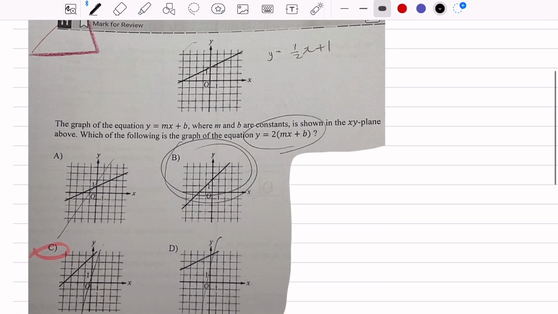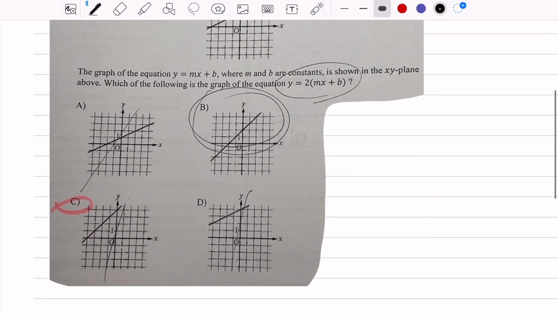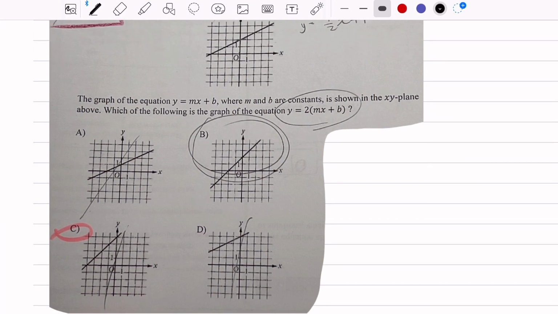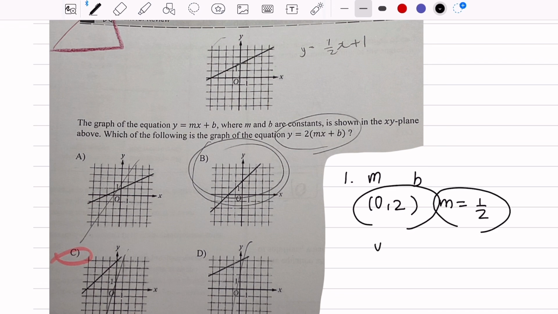Question 11 asks: the graph of the equation y = mx + b, where m and b are constants, is shown in the xy-plane above. Which of the following is the graph of the equation y = 2mx + b? First, we have to find out what m and b are, and it's obvious in the graph. The y-intercept is (0, 2) and the slope is 1/2. So m is 1/2 and b is 2.